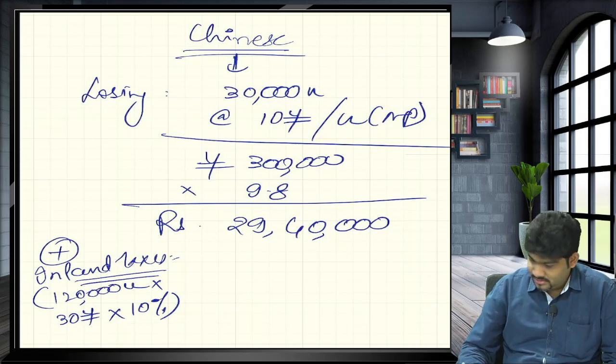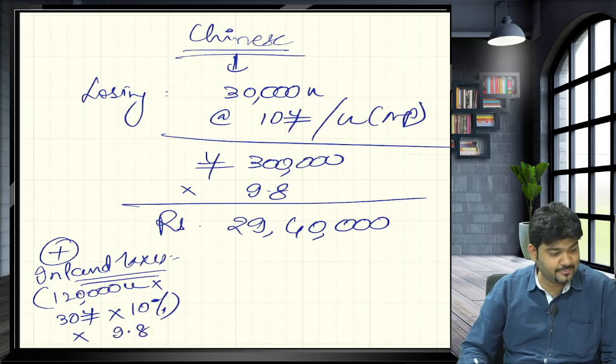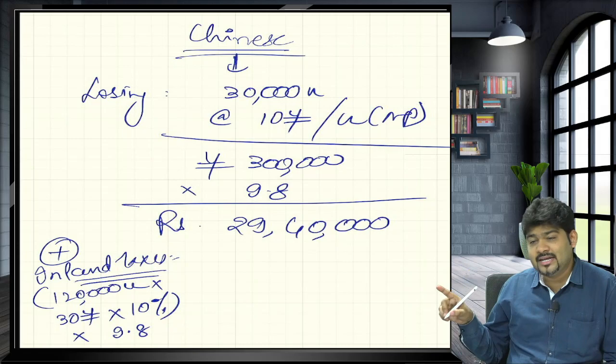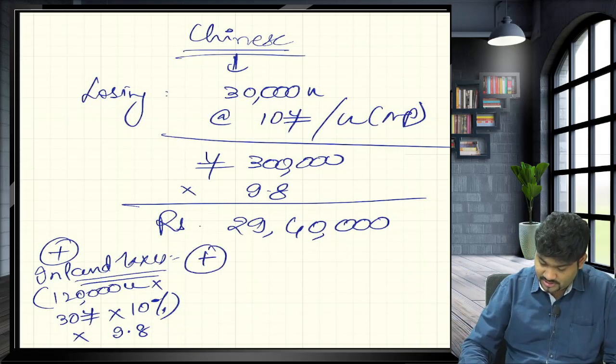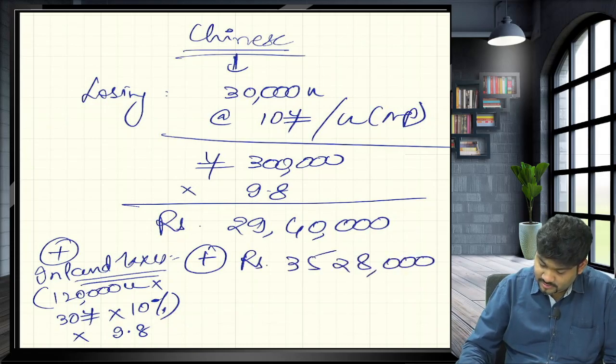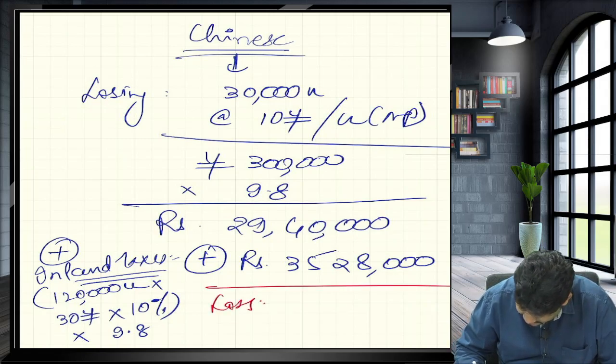Are we understanding? Works out to how much? 3,60,000 yen. Can you please convert that into rupees? So can I multiply this only by 9.8? Here, in continuation, I am multiplying it by 9.8. That's okay? So tell me how much? 35,28,000. Oh Christ. So how much is the loss that we are making?